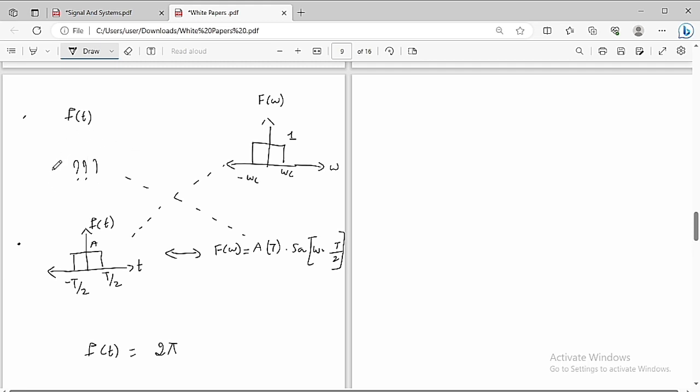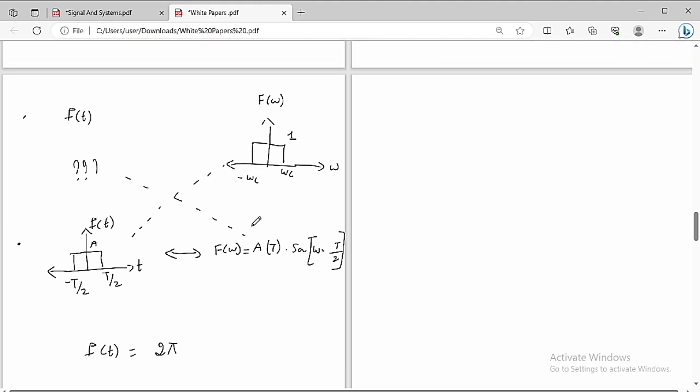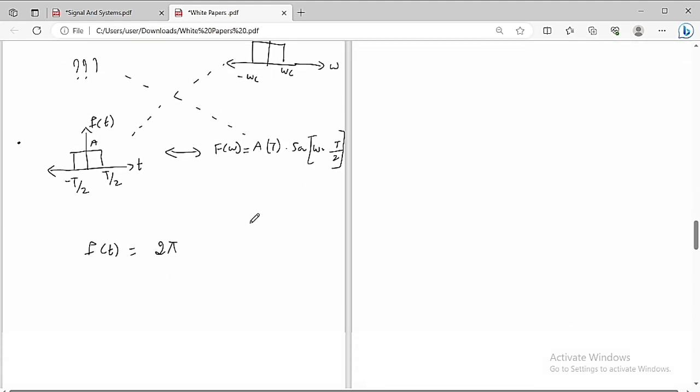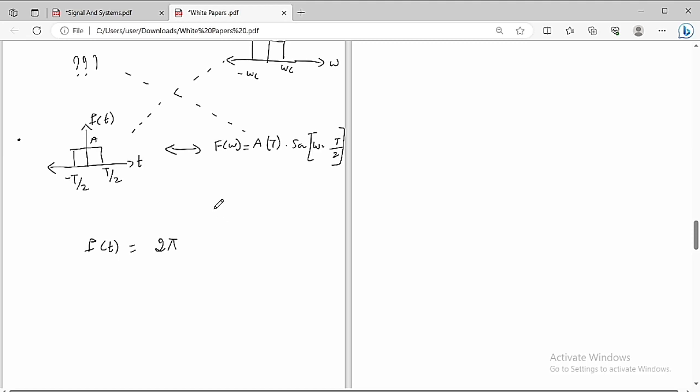2 pi into, simply, a small correction here, I think I am a little confused, so let me clear this concept here. Basically, in the frequency domain, they are writing in this fashion. So this is the frequency domain, it is like this. It is omega c and minus omega c, and this is 1. So this is the argument in the frequency domain.